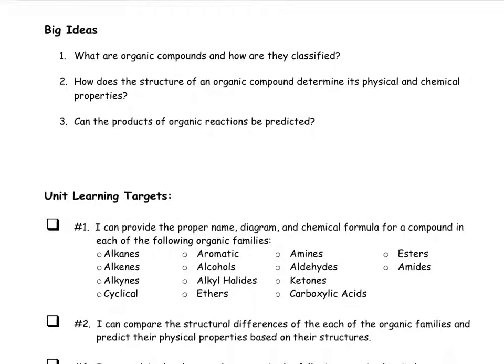In this lesson, we'll continue big ideas number 1 and 2. So, what are organic compounds and how are they classified? How does the structure of an organic compound determine its physical and chemical properties? We're going to do that by continuing learning target number 1, and we're going to learn about alkenes, alkynes, cyclical, and aromatic organic compounds.